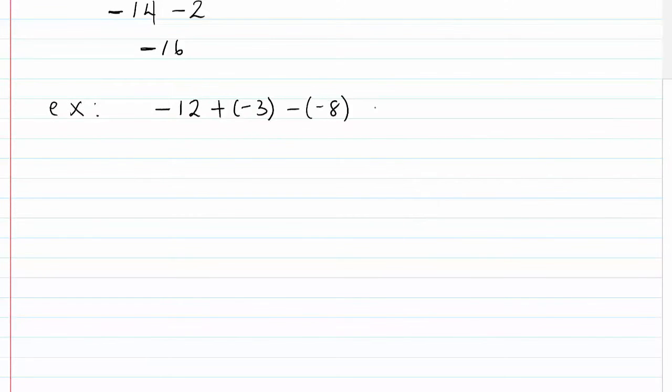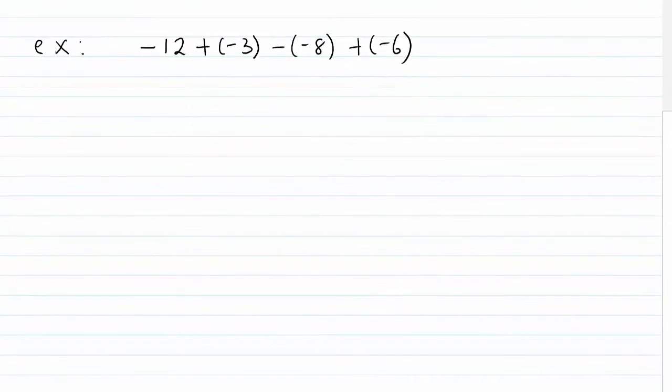Let's look at another example. Example, minus 12 plus minus 3 minus a minus 8 plus a negative 6. So once again, this looks very confusing. But if you follow the procedure of sign numbers, then the problem becomes easy.